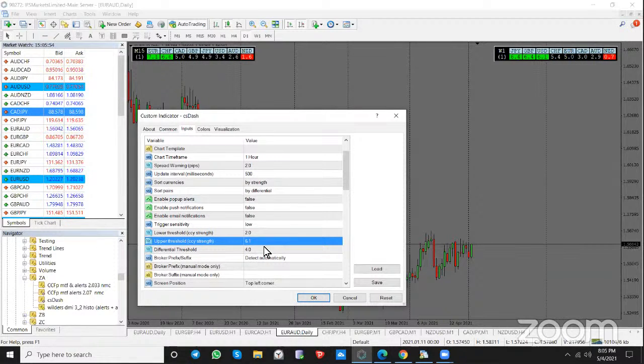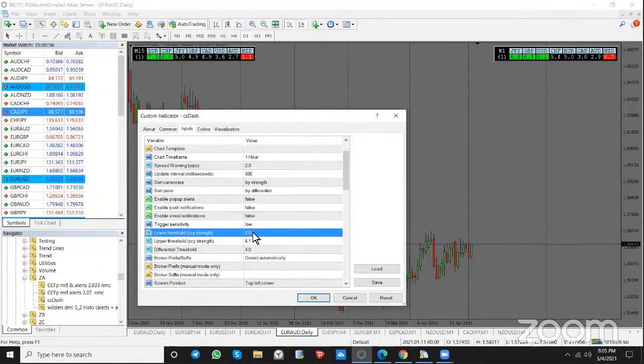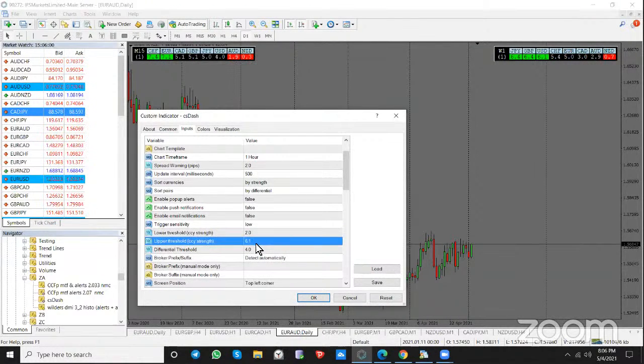You can actually set the threshold, which is here, lower threshold 2. So anytime a currency goes below 2, you'll get a pop-up alert. Upper threshold 6.1. Anytime a currency goes above 6.1, it will pop up an alert. Yeah. So you can see that every time it blinks, it will actually pop up an alert, which is quite often.